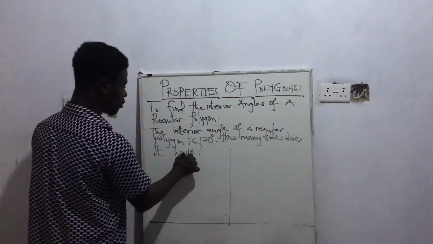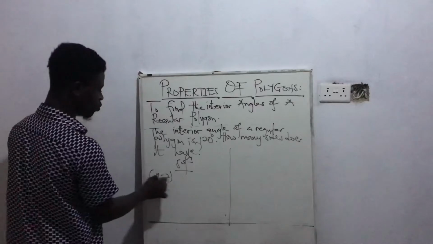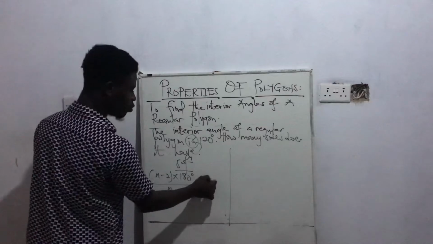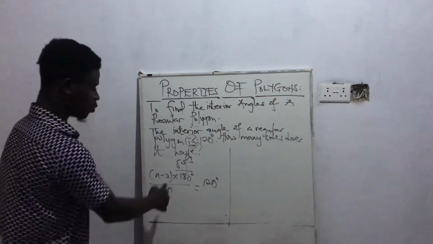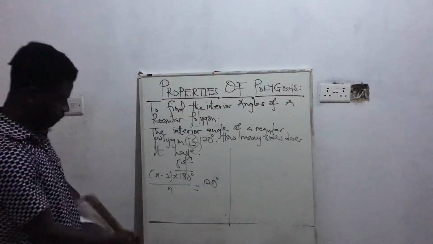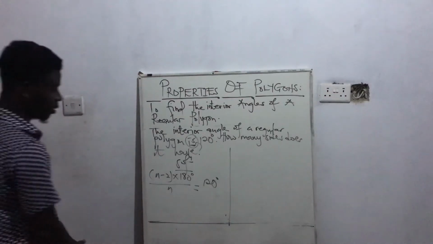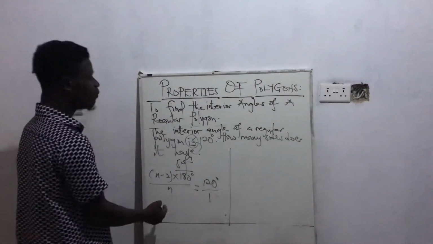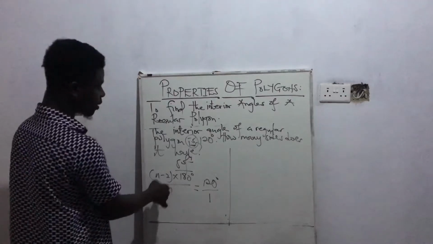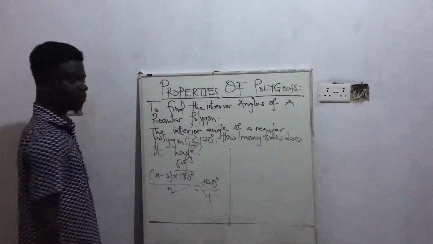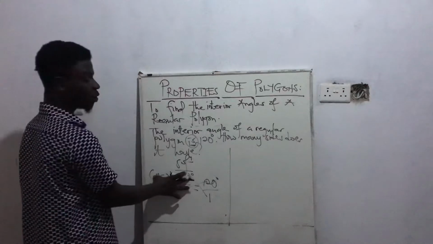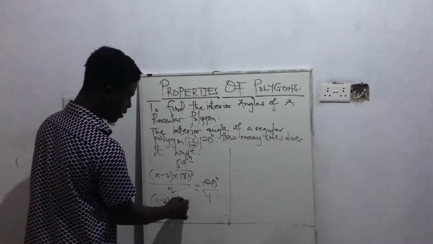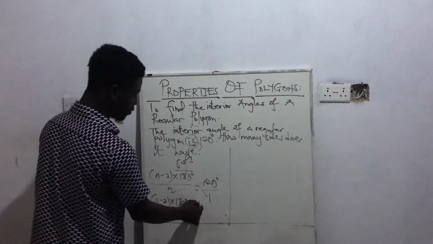So it means that we put our formula, which is n minus 2 times 180 degrees, all over n. Then we equate it to what? 120 degrees. So now, how best can we solve this? This one is all over 1. So we can multiply through by the LCM, which is n, or we can do cross multiplication. So n minus 2 times 180 degrees equals n times 120 degrees.